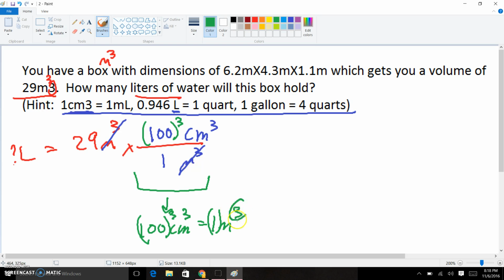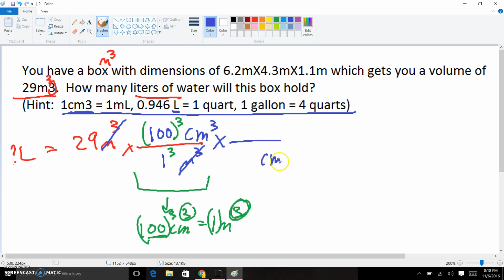If you put to the third the units, you have to put to the third the number. So technically this is 1 to the third, but 1 to the third is still just 1, so you don't have to do that. But there you go. Okay, let's keep going here.